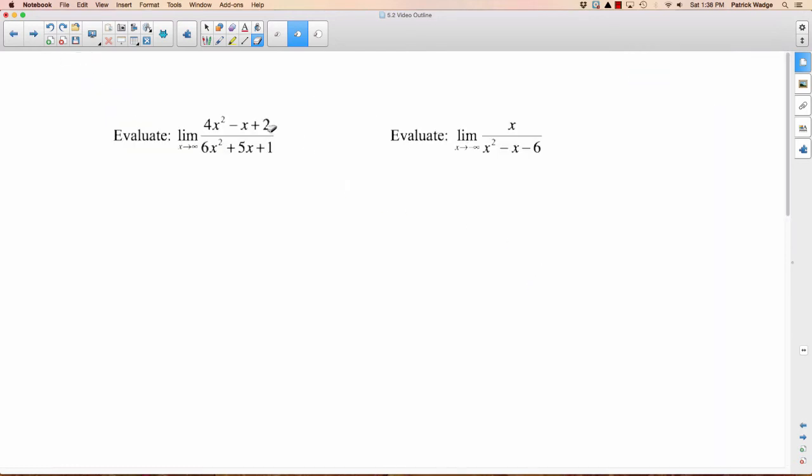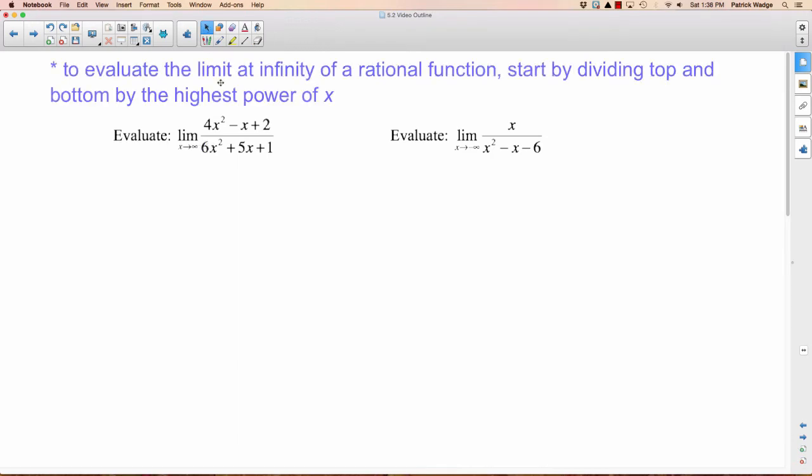Okay, so we're going to evaluate some limits here that are approaching infinity. So what you certainly cannot do is just start plugging infinity into all the x's, right? You're not allowed to substitute infinity. Infinity is not a number. So what are we going to do? Okay, to evaluate the limit at infinity of a rational function, so these are rational functions because they're fractions, right?